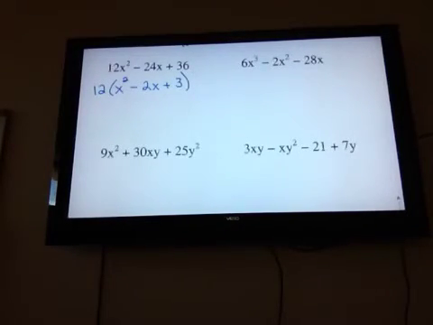All right, next one. Is there a common factor? Yes. When you've got an odd power, know that you're going to get an x out. But I can also get a 2. So 2x. 2x divided into 6x to the third is 3x squared. Minus 2x divided into 2x squared is 1x, or just x. And 2x into 28x is 14.